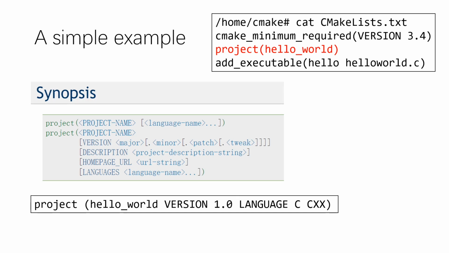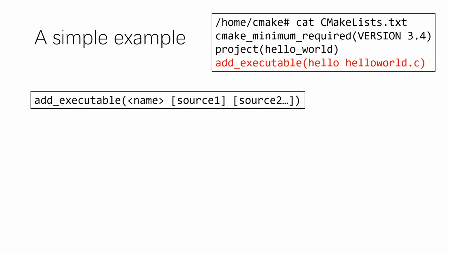If you want to specify the version and the language in one command, you can write like this, and we need to use the LANGUAGES keyword to specify the language. But if we only specify language, we can ignore this keyword like what we did in the last slide. In the third command, add_executable, we can set the name of our executable file, and also the source files used to generate this executable file. In our example, we only have one source file, helloworld.c, but actually we may have more than one source file.